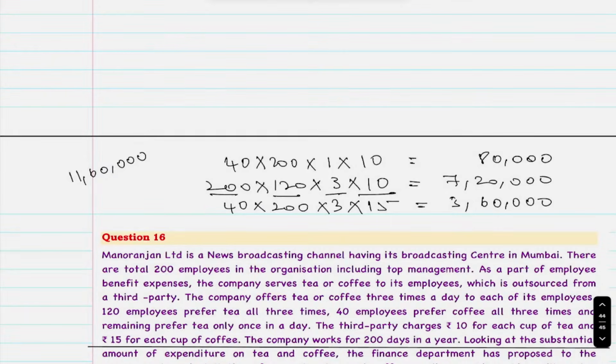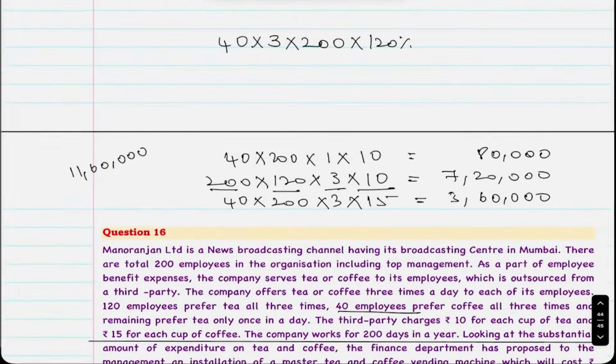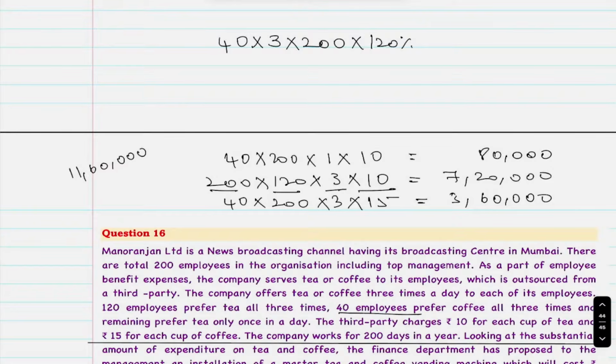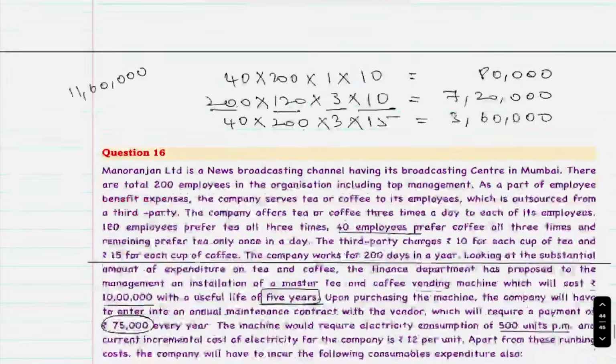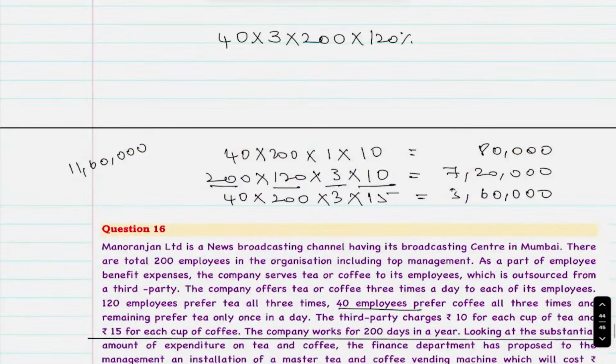In simple language, see the question now. Normally, coffee will be consumed by how many employees? 40 employees. Now, 40 employees will consume how many times in a day? How many days in a year? Into 120%. Do you understand the meaning of this 120%? Extra 20% consumption will be there on that. Understood? Each coffee cup will cost how much? That we will calculate separately. First tell this answer: 40 employees into 3 times into 200 days into 120%.